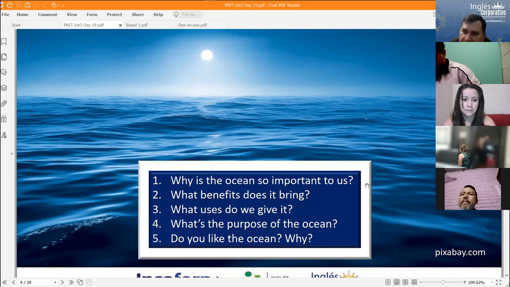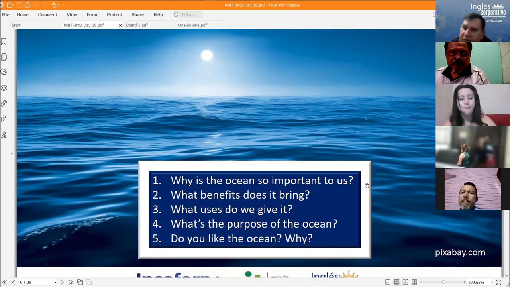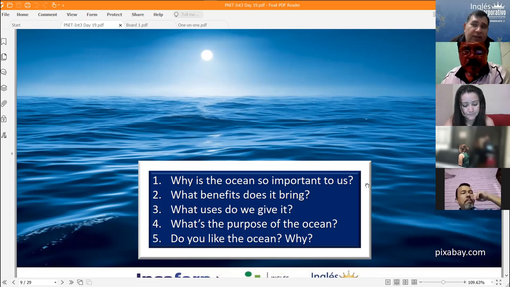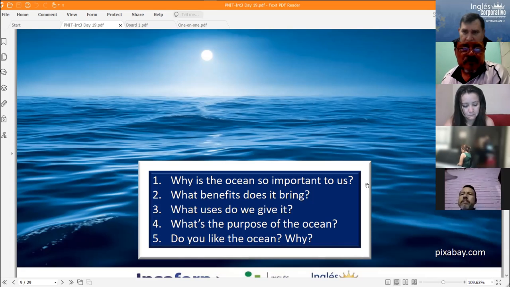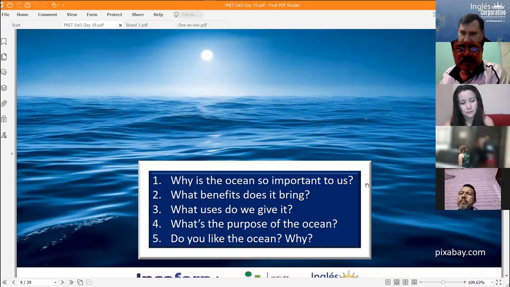Okay, why else is the ocean important? As a means of transportation. And for me, it is very, very important because it provides food. All types of food, seafood, comes from the ocean.